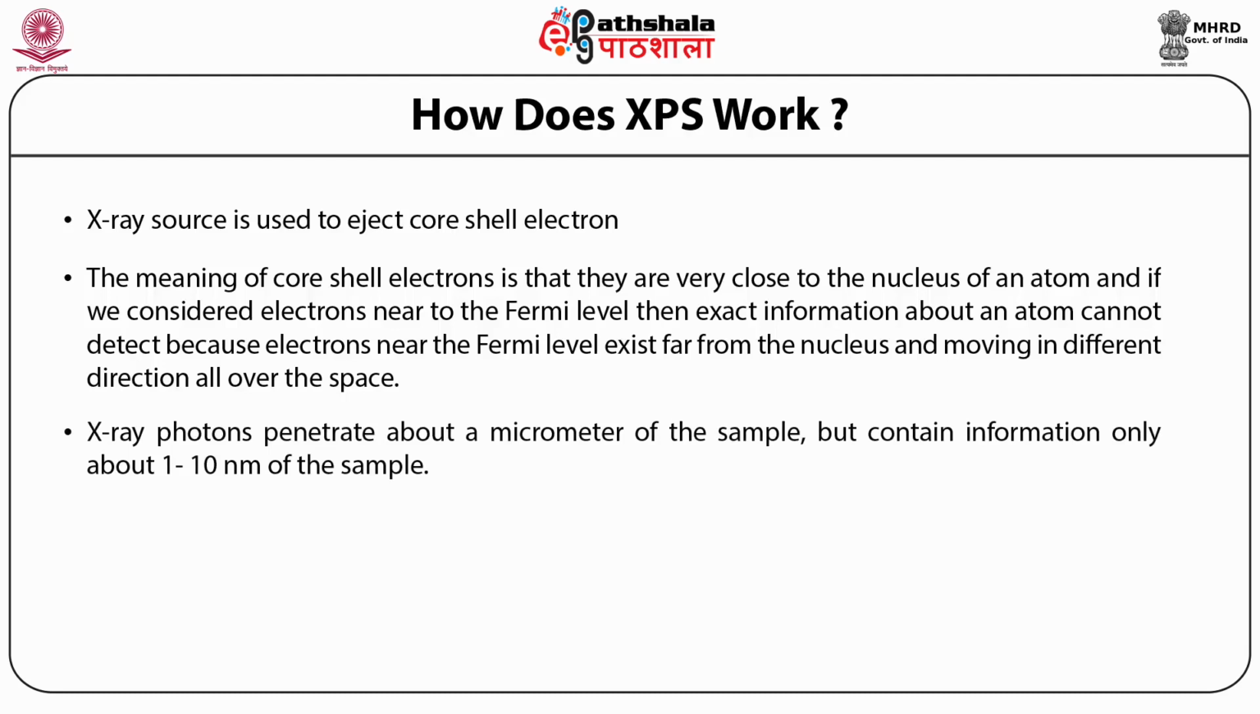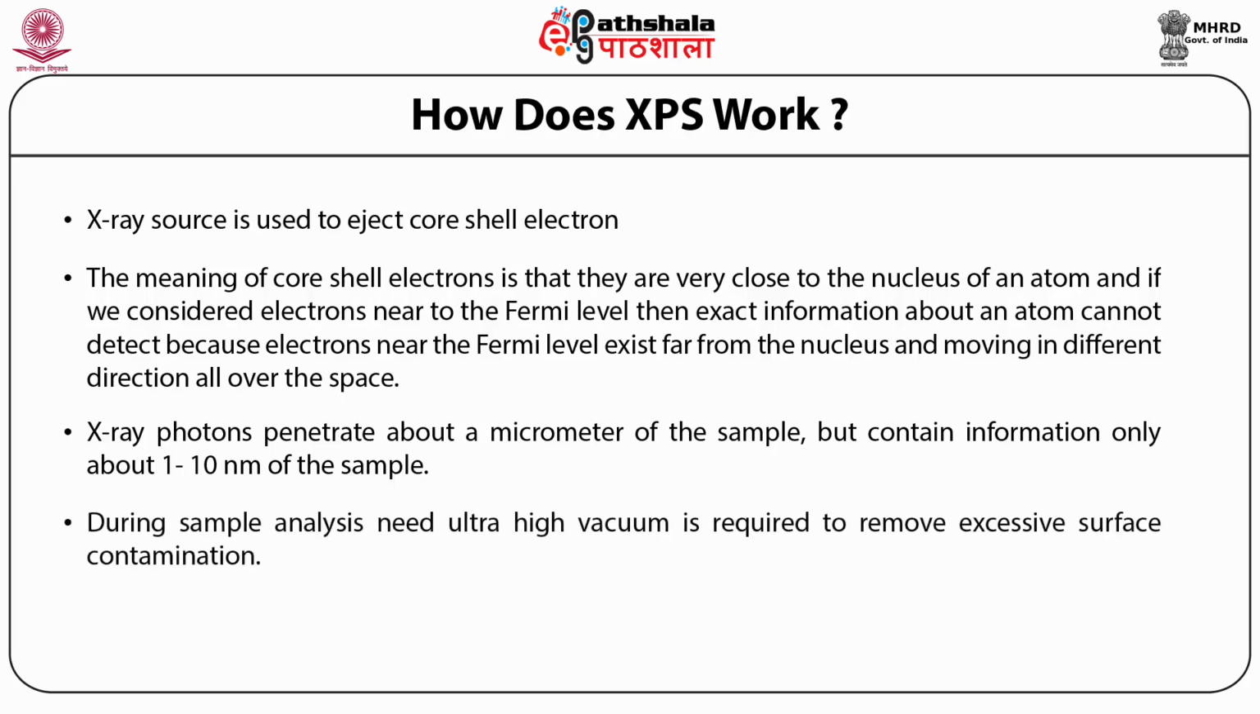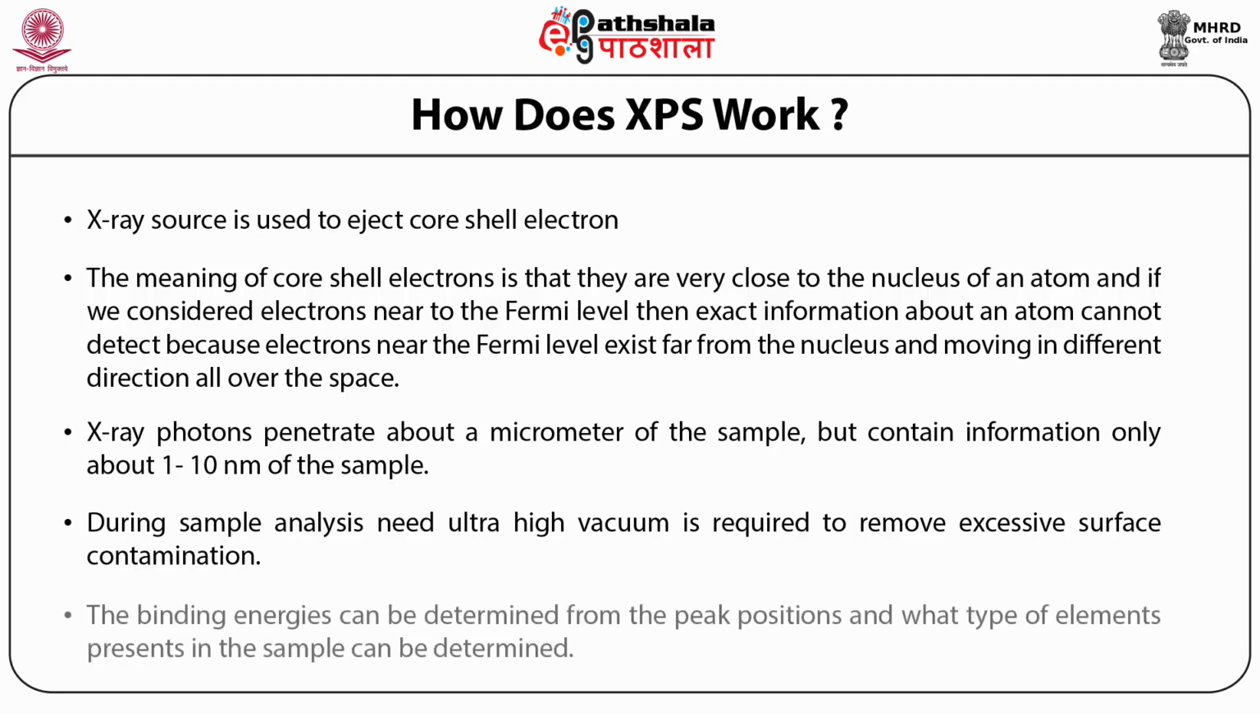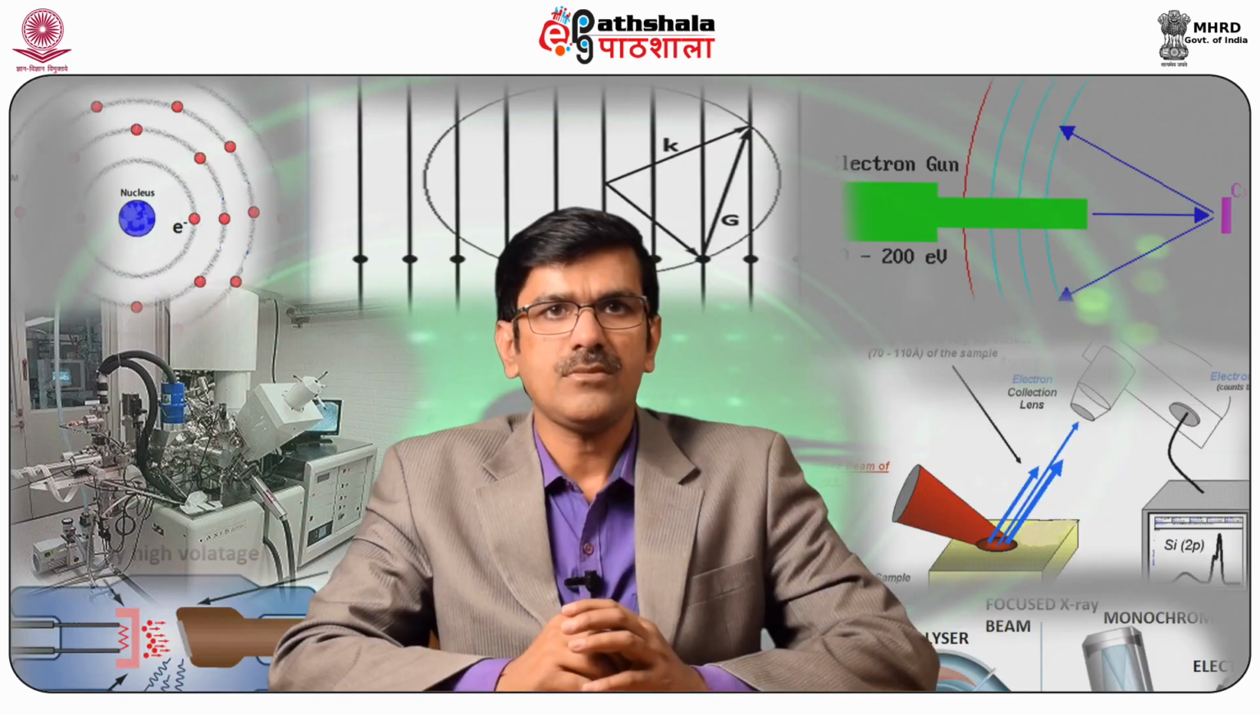X-ray photons penetrate about a micrometer of the sample but contain information only about 1 to 10 nanometers of the sample. The kinetic energy of the photoelectron is measured by the analyzer. During sample analysis, ultra-high vacuum is required to remove excessive charge and contamination. The spectrum is plotted between intensity and binding energy by the computer. Binding energies can be determined from the peak position, and what types of elements are present in the sample can be determined.